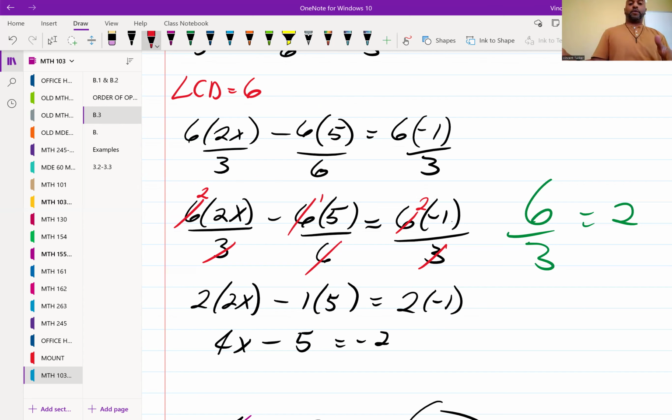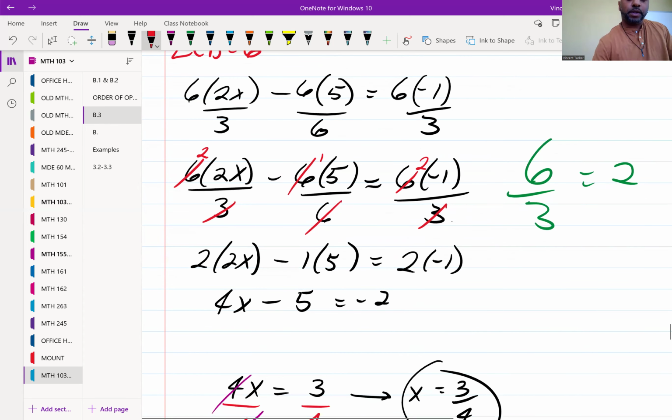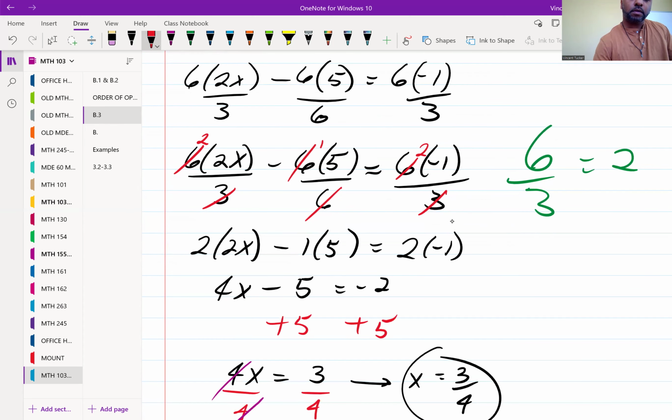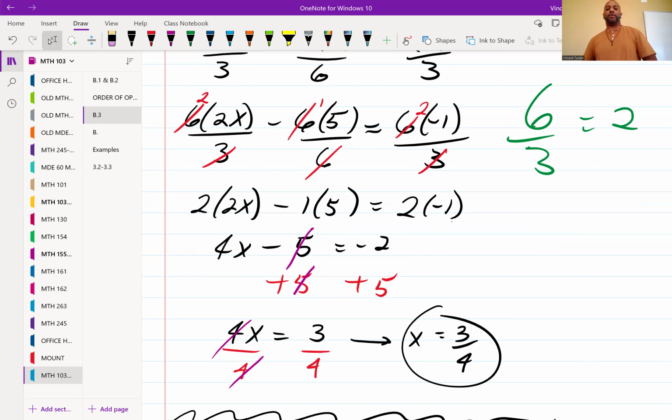So now 2 times 2x is 4x, 1 times 5 is 5, and then 2 times negative 1 is negative 2. And what we do from here is add 5. They cancel, leaving 4x equal to 3. Divide both sides by 4. X is equal to 3/4. Any questions? Make sure you're all right.